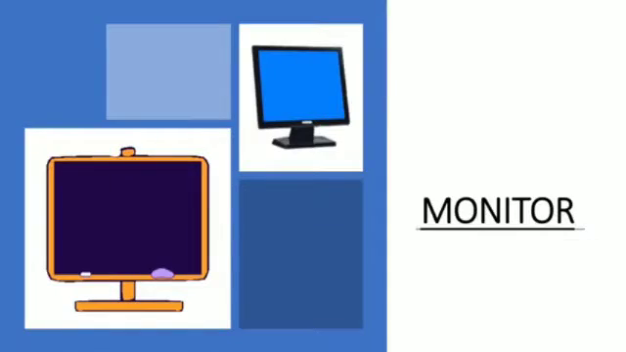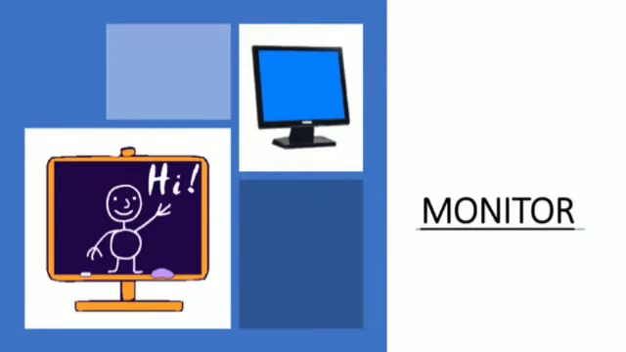See children, a monitor looks like a television. You can see pictures on the monitor. Also, you can watch movies, you can play games on it. Whatever work you do on a computer, that gets displayed on the monitor. That is the computer screen.